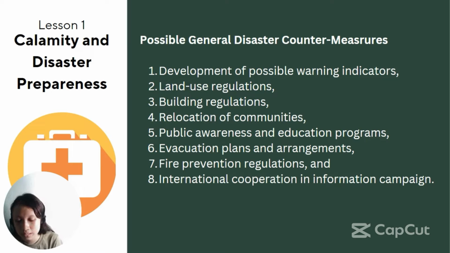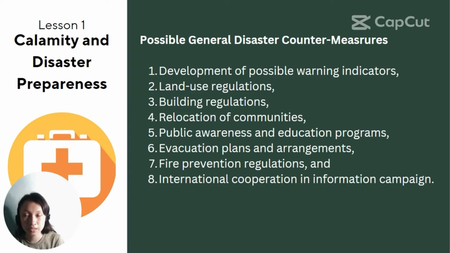Number 2 is land use regulations. The example of this is zoning. Zoning is urban management planning to protect the city's safety. An example is flood: how do we do zoning in our urban management planning.